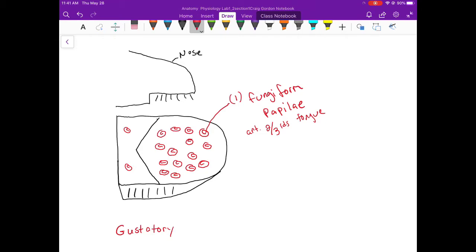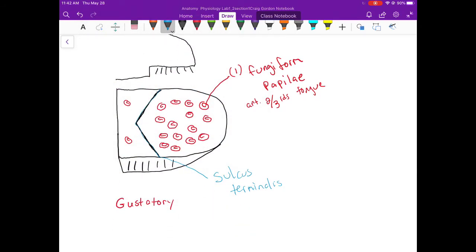All right, then we have this interesting sort of shape that looks like a greater than or less than sign over here, right? This actually has a name. I'm going to use blue over here. This is called the sulcus terminalis. And this actually separates the anterior tongue from the posterior tongue. It separates the anterior two-thirds from the posterior one-third, not two-thirds, right? That wouldn't make sense. One-third.